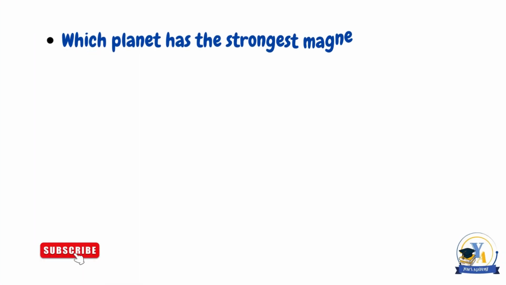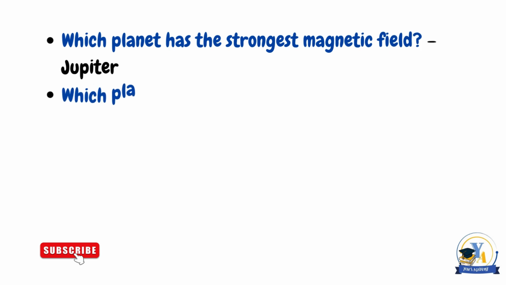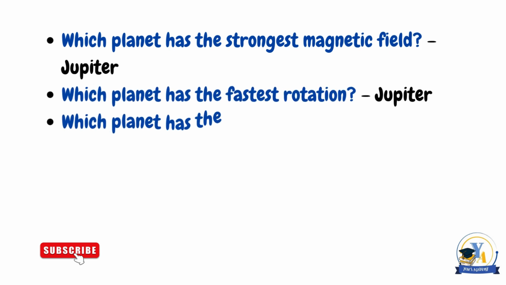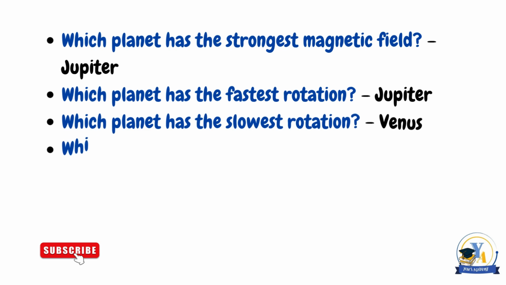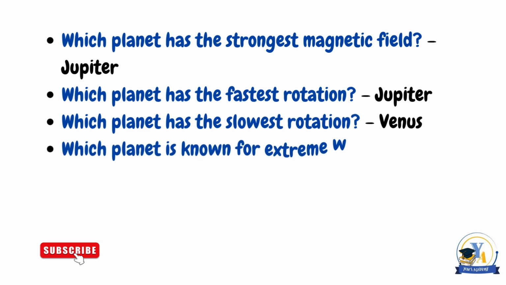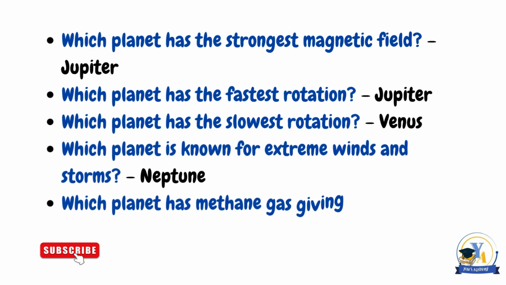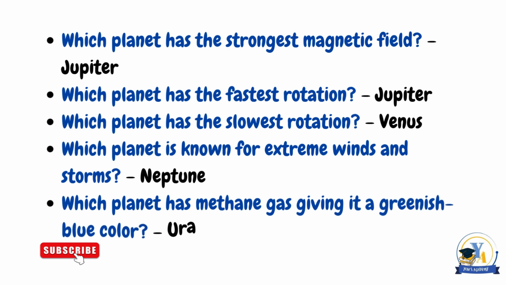Which planet has the strongest magnetic field? Jupiter. Which planet has the fastest rotation? Jupiter. Which planet has the slowest rotation? Venus. Which planet is known for extreme winds and storms? Neptune. Which planet has methane gas giving it a greenish-blue color? Uranus.